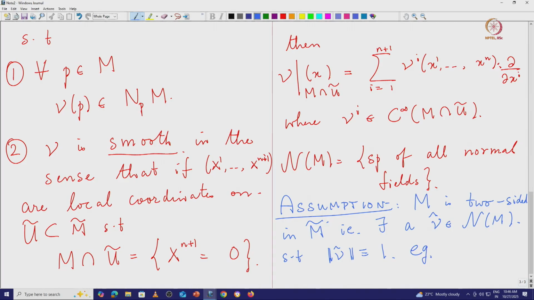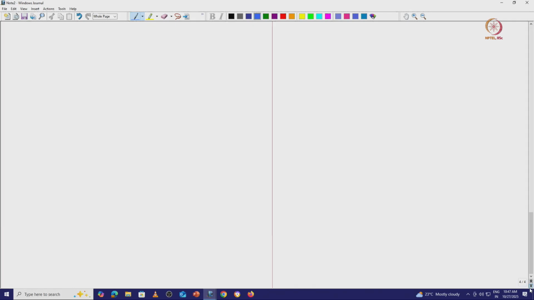So for example, I do not want things like the Mobius strip in R3, right. So I want M to be two-sided. That's going to be my assumption throughout. I'm not going to repeat this.